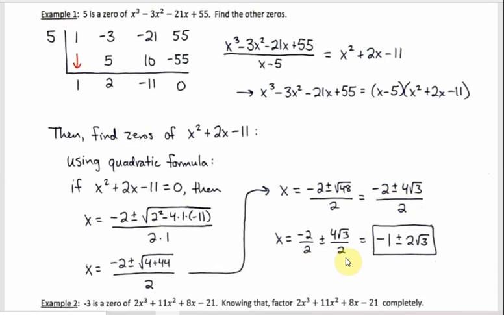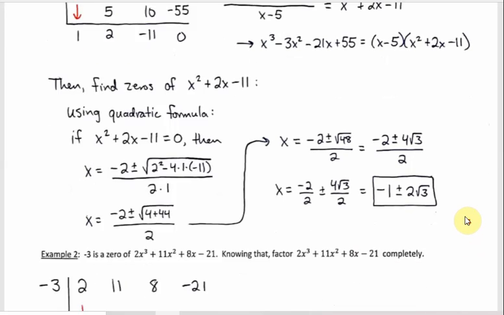And then I broke this up just to kind of illustrate the cancellation a little bit better. So negative 2 over 2 is negative 1. And then 4 radical 3 over 2 is 2 radical 3. So those are the other two zeros. Negative 1 plus 2 radical 3 and negative 1 minus 2 radical 3. So that's the idea. What you're left with after you divide, if that's a quadratic, if that's got roots, we already know how to get them.